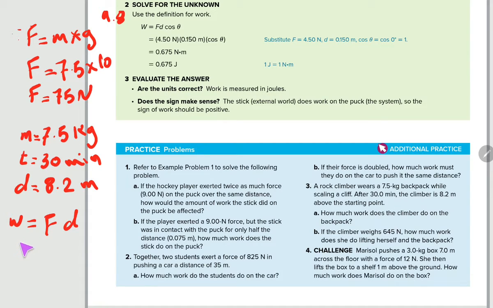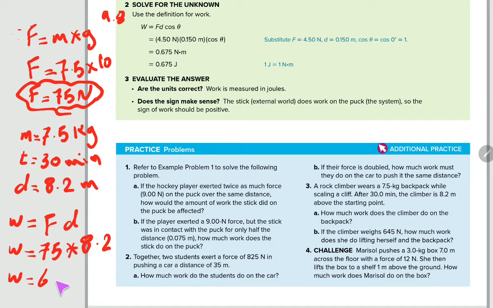And now we can solve the question, which is W equal to F d. We have F, which is equal to 75, multiplied by the displacement. We have it in the question, which is 8.2. So W will equal 615 joule. And this is for question A.